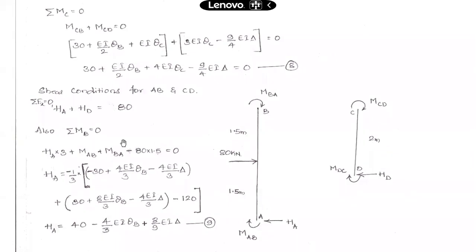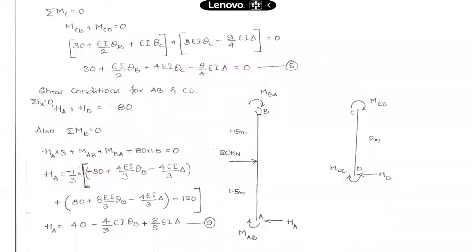What is that condition of equilibrium I'm going to use here? Summation of moment about joint B is equal to 0. If I take that, it will tell me what is HA. It will give me an equation for HA here. So that is what is done over here. What I have taken is all the moments about joint B are considered, added and equated to 0. Summation of moments about this joint B is equal to 0.